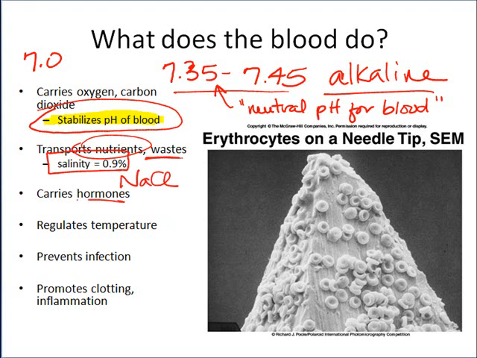The blood also transmits hormones. We've already learned about hormones. We know that once hormones are secreted from a cell, they enter the extracellular fluid surrounding the cell, and then they eventually diffuse into the blood and are carried throughout the body.